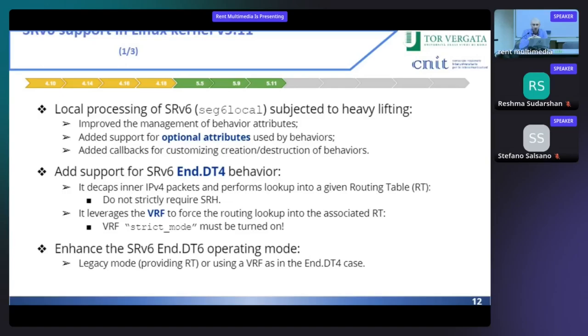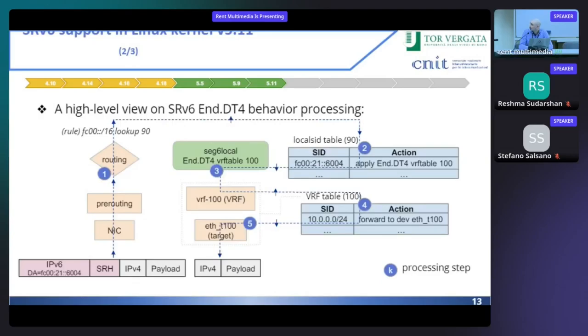So DT6, from this release on, is also aware of the VRF, so it can be used with VRF. This is a very quick high-level view of how the DT4 behavior processes packets. I will not go into too much detail here, but it's important to know that when we find out which is the active SID, we trigger the end.dt4. It decapsulates the inner packet, and then we use the associated VRF to route and forward the packet towards the right destination.